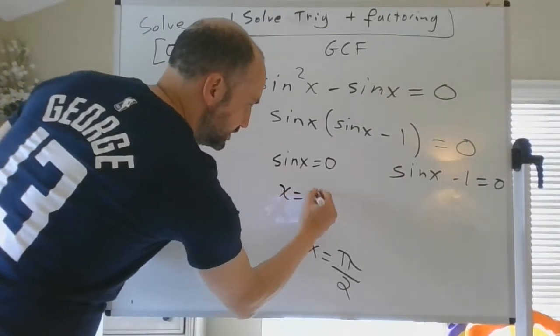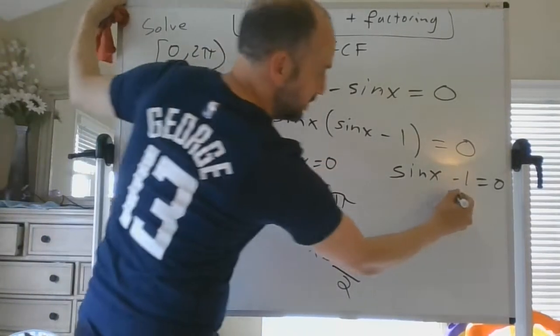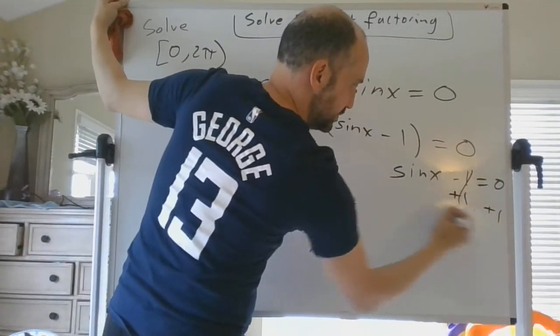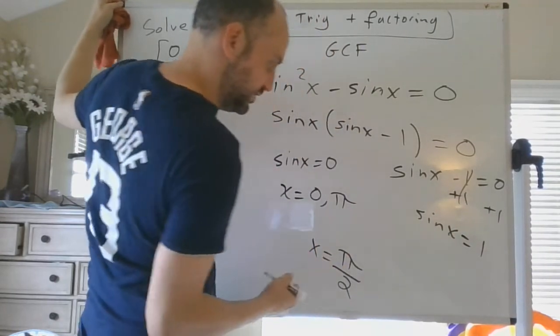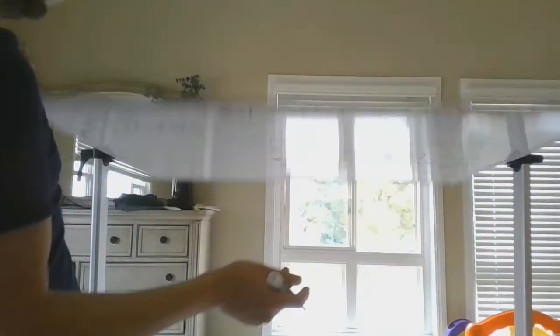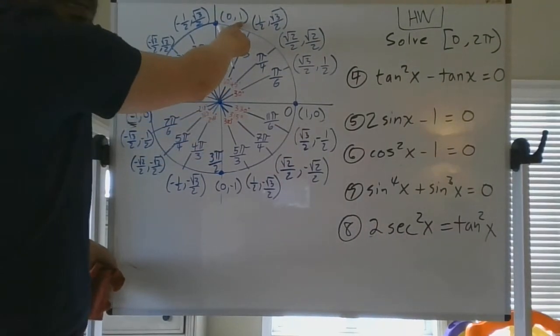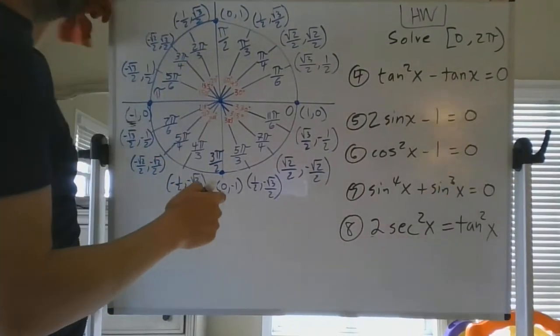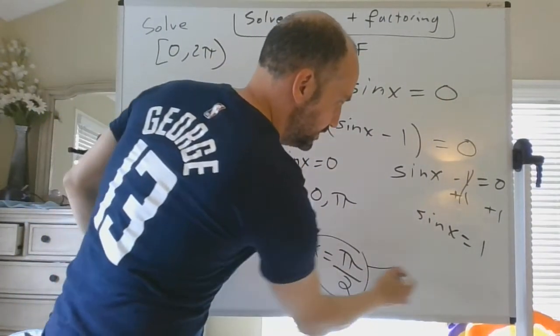X equals 0 and pi. Okay. We'll also have this stuff, plus 1. Sine of x equals 1. And that looks familiar because I thought we solved that one. Sine of x equals 1. That's right there. See? Sine is equal to 1. That's going to be pi over 2. Look at that. It's right over there.